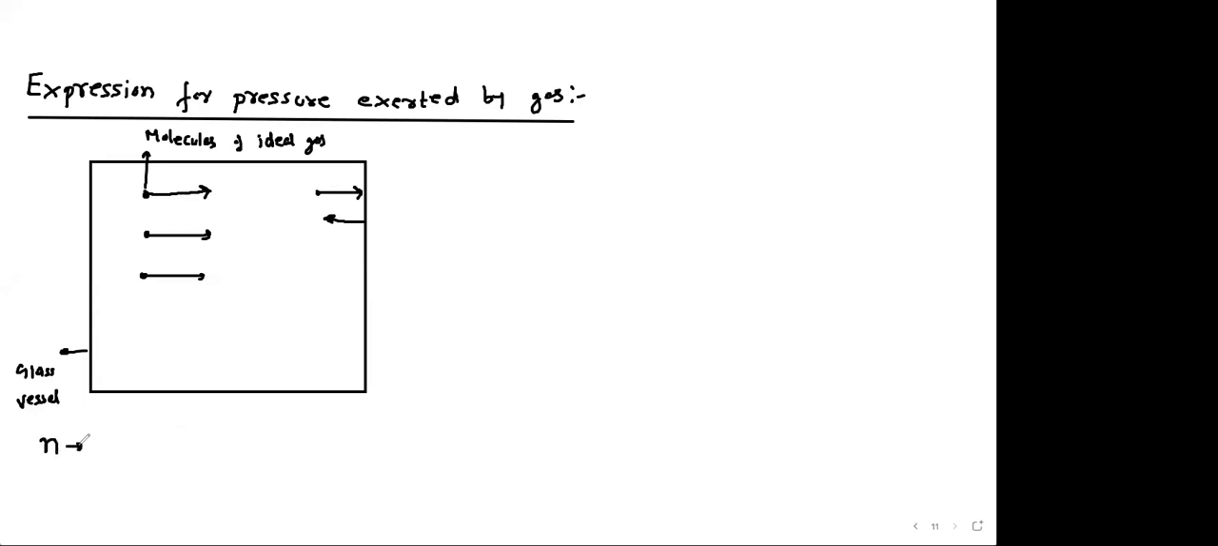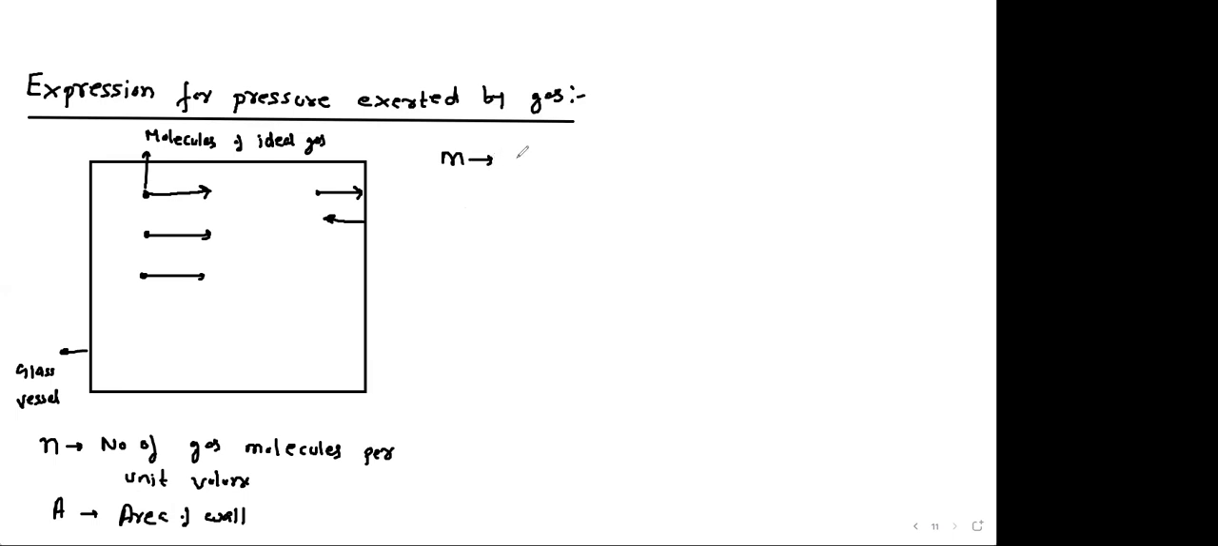So I'm defining some terms. N is the number of gas molecules per unit volume. Then you have A, which is the area of cross section, the area of the wall. Then I'm defining the mass of each molecule as M. M is the mass of each molecule.